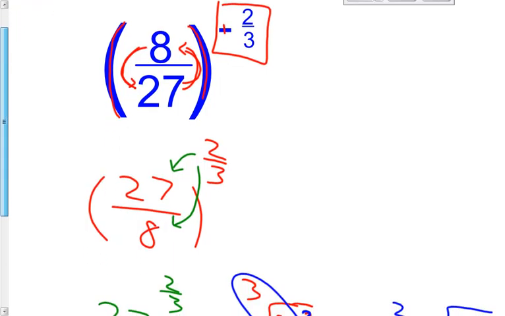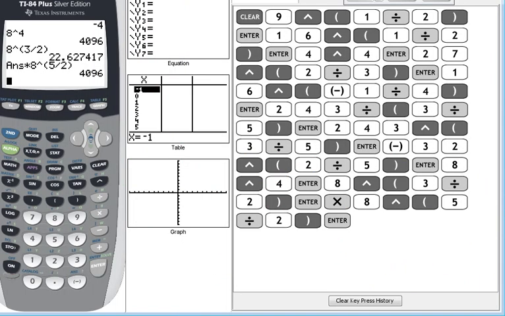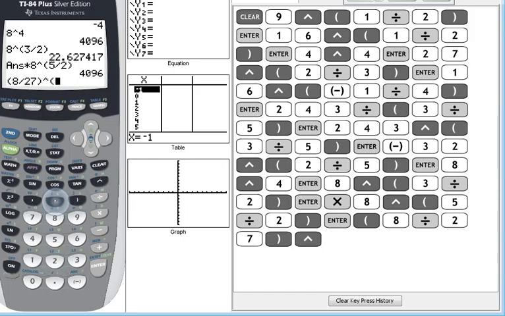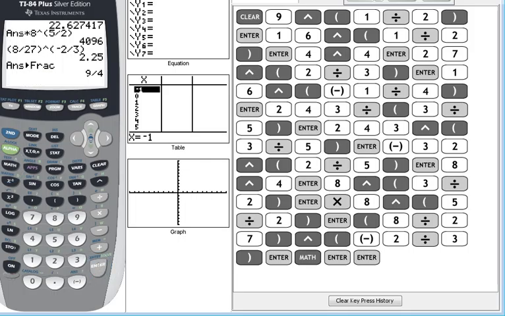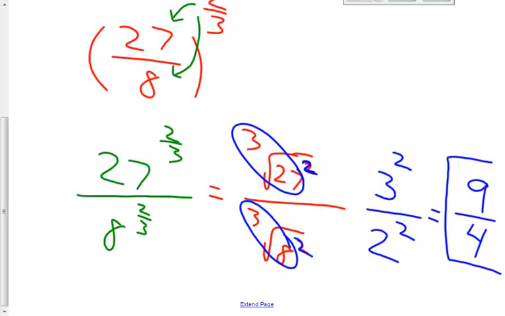8 27ths raised to the negative 2/3 is 2.25, math fraction, 9/4. Our answer is 9/4, and what did we get? 9/4. So hopefully, as we did these, maybe 10 was difficult, 11 was hard, 12 was moderately hard, 13 was easier, and 14 was hopefully easy.